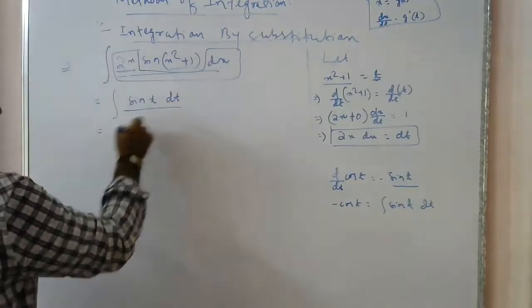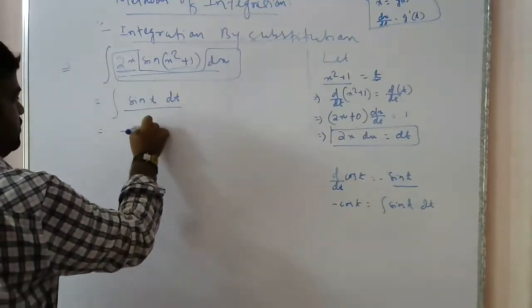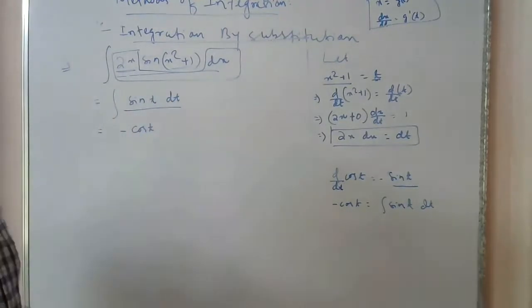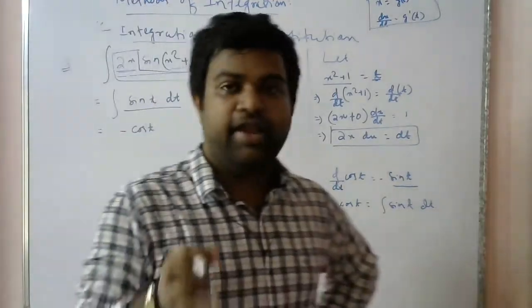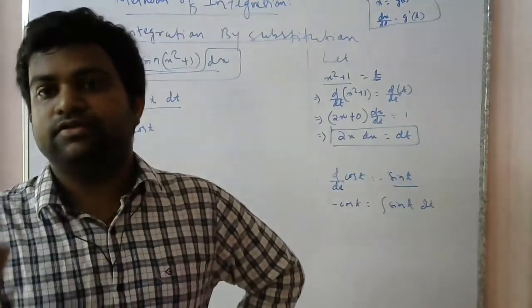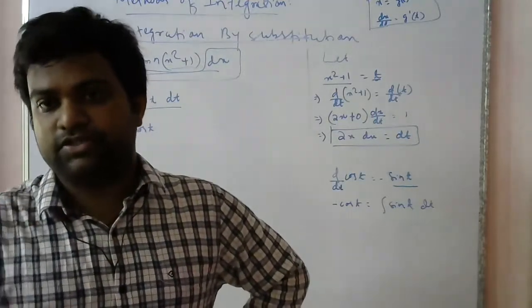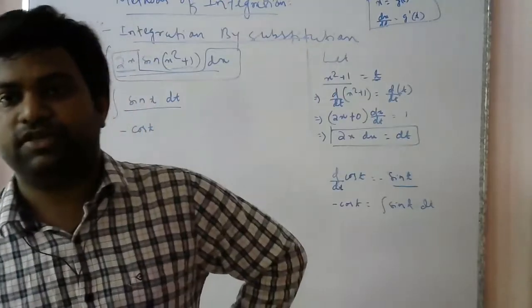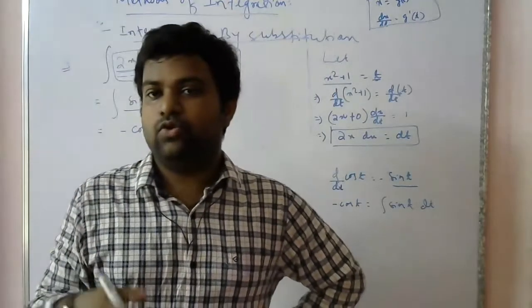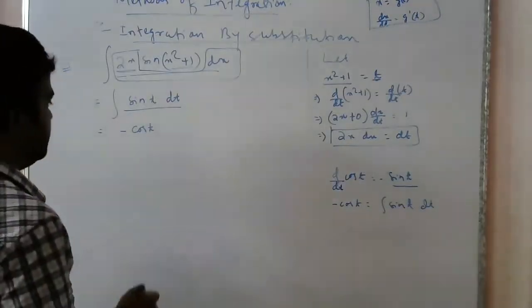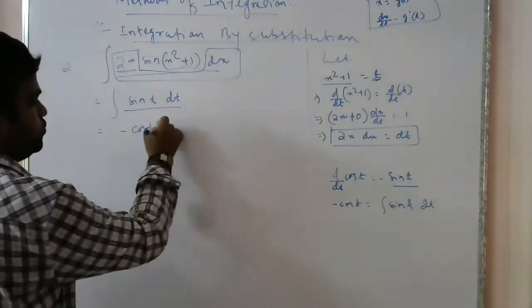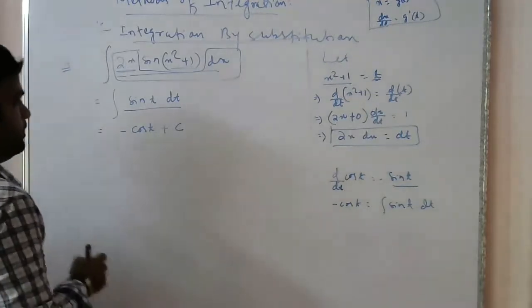So the integral of sin t dt, I can write, is minus cos t, and this is an indefinite integral. You know, definite and indefinite integrals are there, and in the indefinite integral, the boundary is not there, meaning lower limit and upper limit are not there. In a definite integral, lower and upper limits are there. So here the boundary will not be there, so we have to add one constant, that you know.